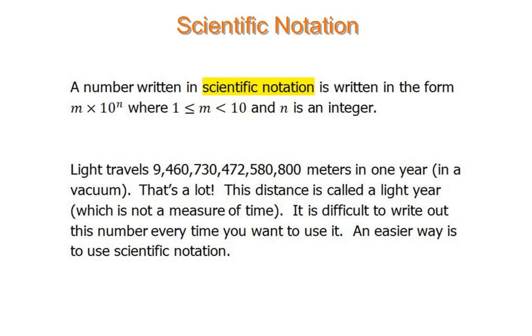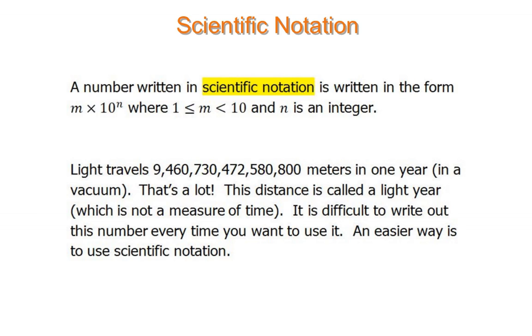Here's an example of when you'd actually use scientific notation. Light travels, I can't even say that number, I'm not even sure how big that is, million, jillion, whatever it is. But light travels that distance in 1 year, and that's in a vacuum. That's a large number. So large, I can't even think what to call it. I'm not even going to bother.